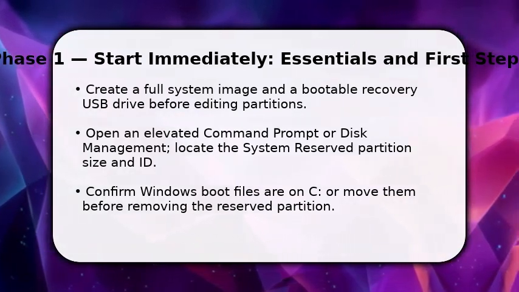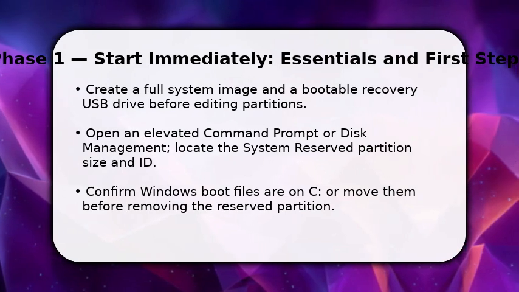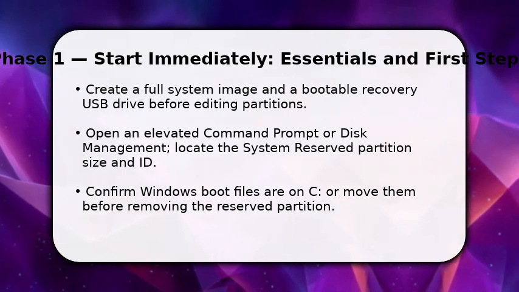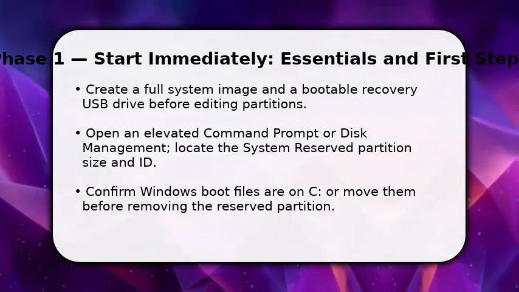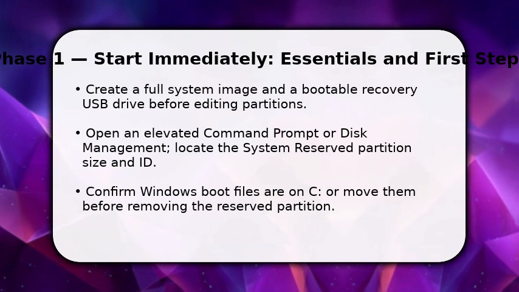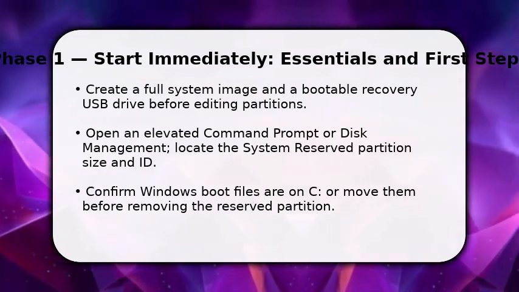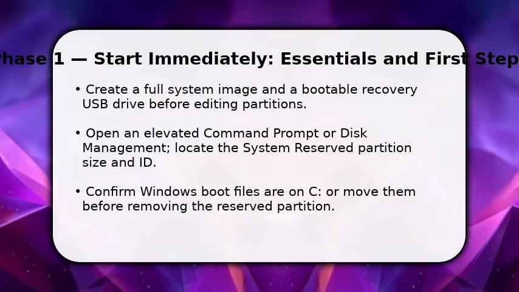Once done, open an elevated command prompt or disk management to locate the system reserved partition and note its size and number. Make sure Windows boot files live on your OS volume. If they don't, you'll move them first. These initial steps let you proceed safely and avoid leaving the machine unbootable.